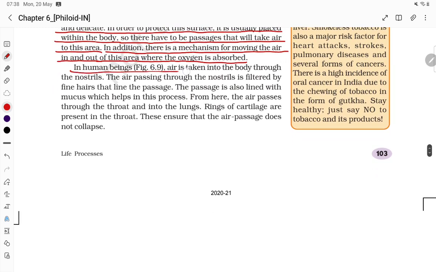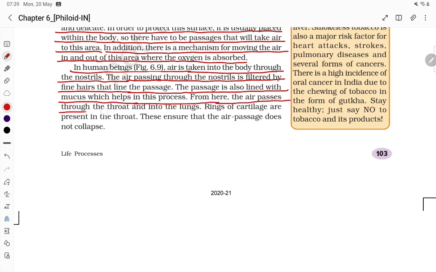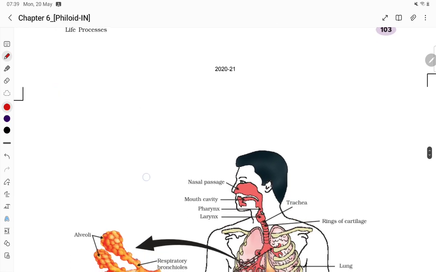In human beings, air is taken into the body through the nostril. The air passes through the nostril and is filtered by fine hair that line the passage. The passage is also lined with mucus, which helps in the process. From here, the air passes through the throat and into the lungs. Rings of cartilage are present in the throat. These ensure that the air passage does not collapse.